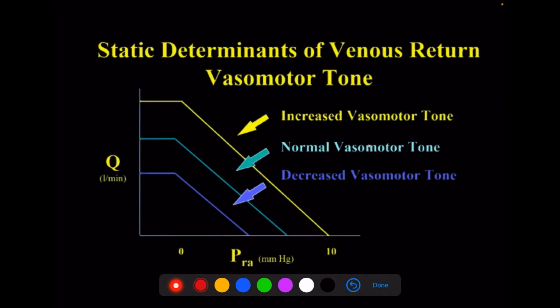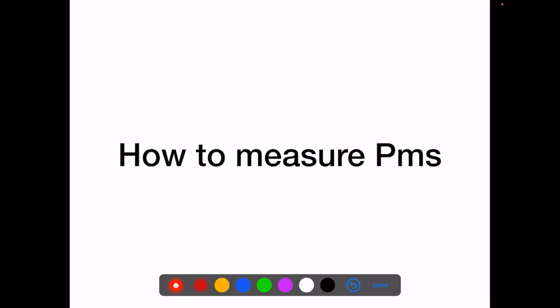Now, what happens to the vasomotor tone? If we increase the vasomotor tone, we are increasing the mean systemic filling pressure, which will increase the venous return. And if there is vasodilatation and more blood being pooled in the venous vessels, this will reduce the mean systemic filling pressure, and it will reduce the driving pressure for the venous return and will reduce the venous return. Now, is there any way by which I can actually measure this mean systemic filling pressure at the bedside?